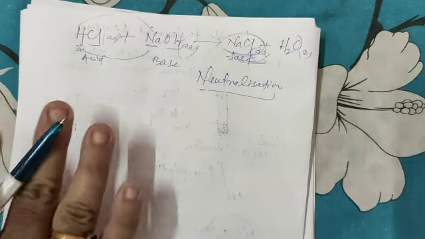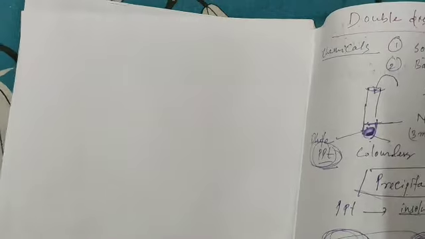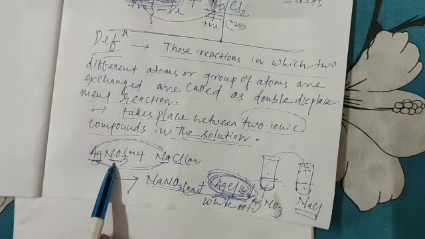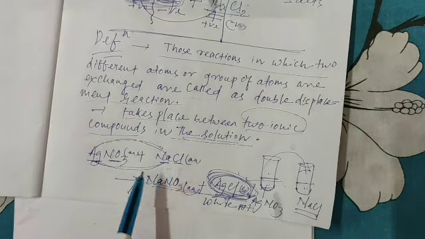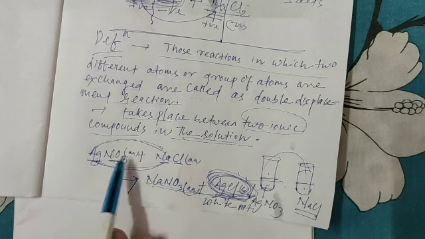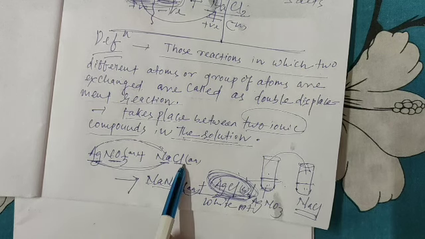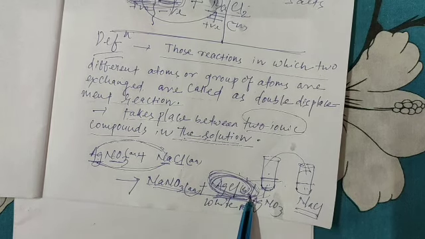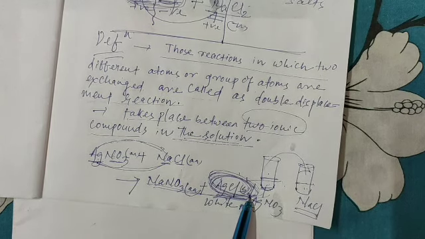But when you are taking two different salts, for example silver nitrate and NaCl, then the reaction takes place between two salts, not acid and base. Both are salts, and the reaction takes place with the formation of an insoluble precipitate. That's why such type of reactions are called precipitation reactions.